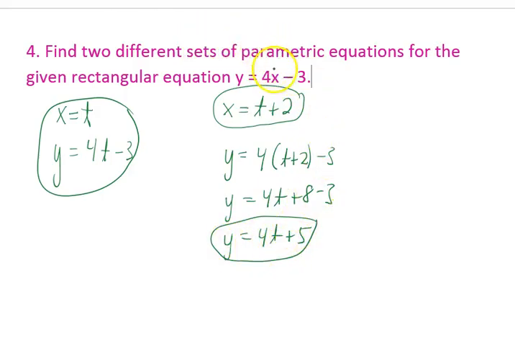And again, because of these directions, I can make up whatever I wanted, and I went with x equals t plus 2. I could have used something like x equals t minus 1, or x equals t squared plus 5. Whatever I have, if I can plug it into my equation to make it work, then I'm good to go.